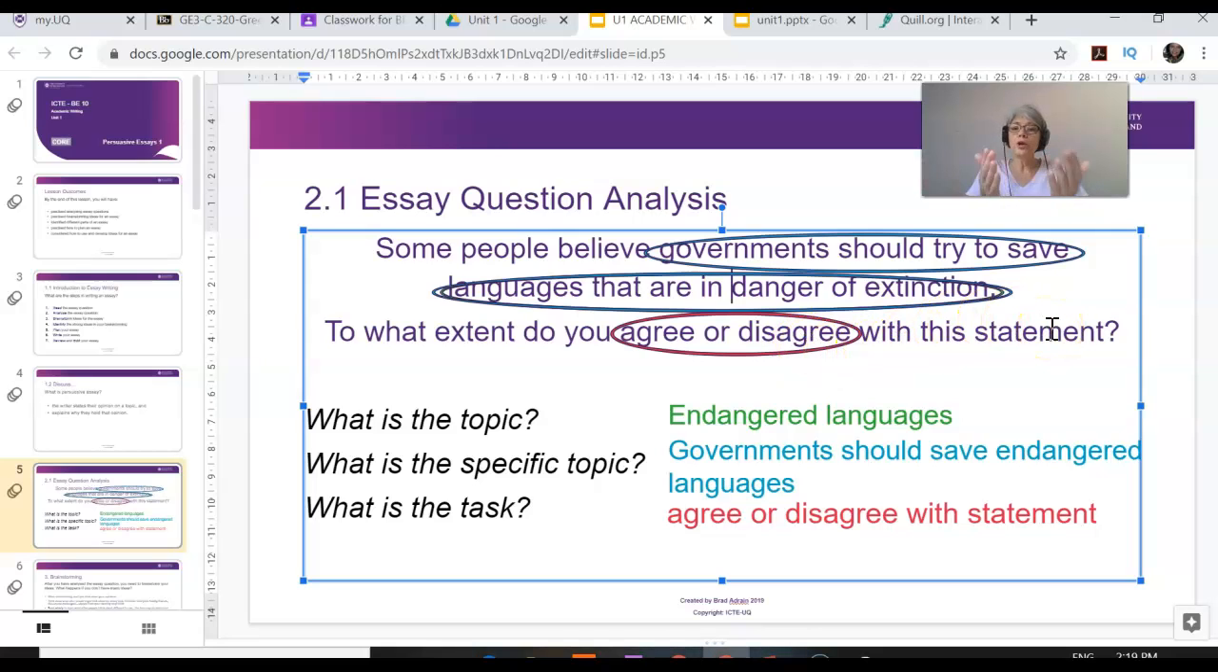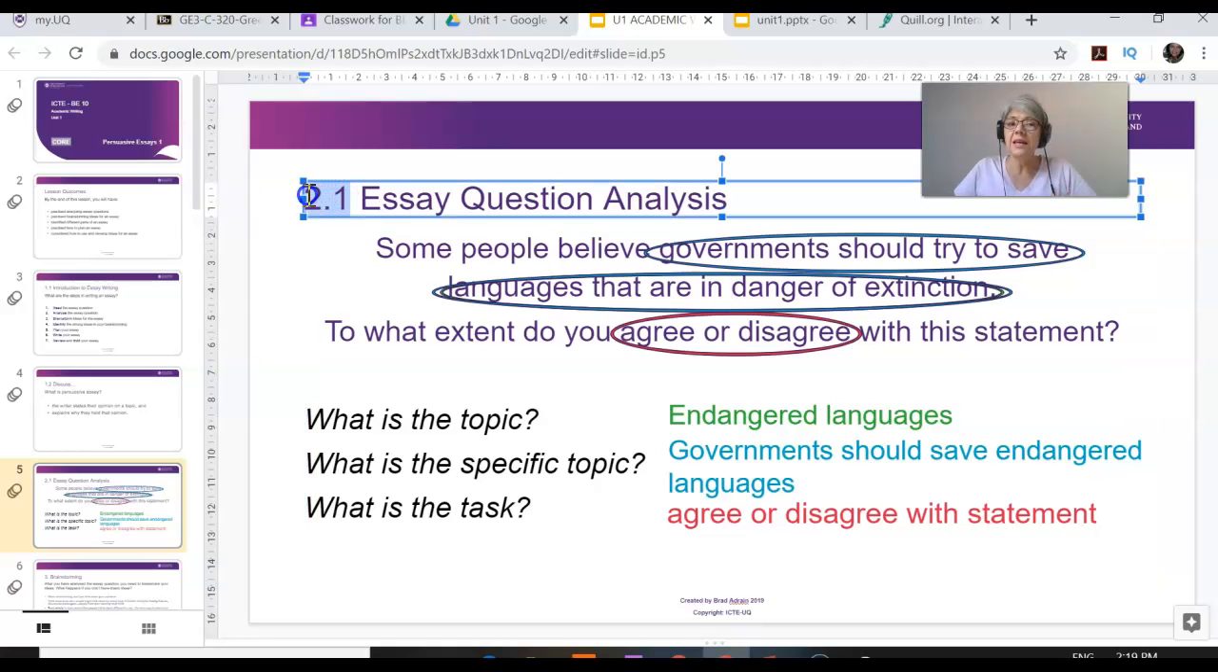Now, I hope you're following in your book, in your academic writing and grammar book. You can find it in Unit 1, Persuasive Essay, and here is the section 2.1.